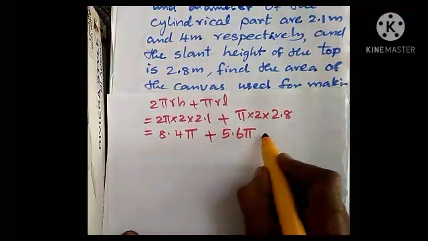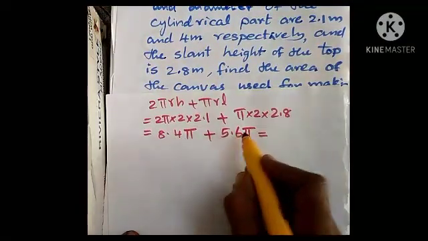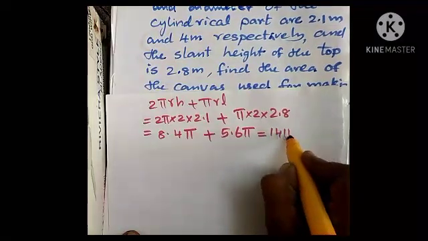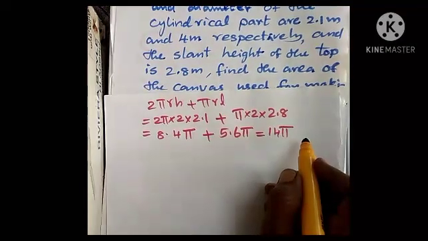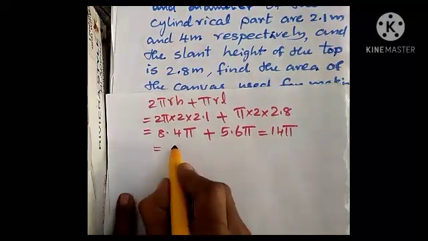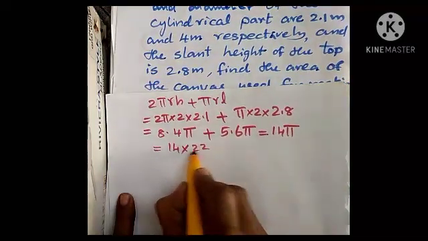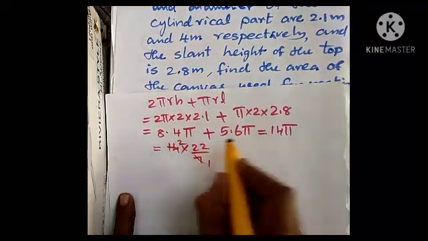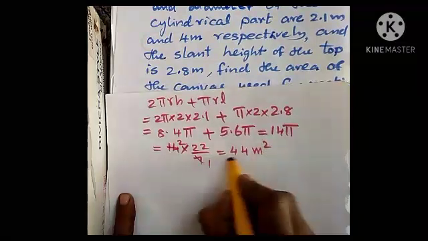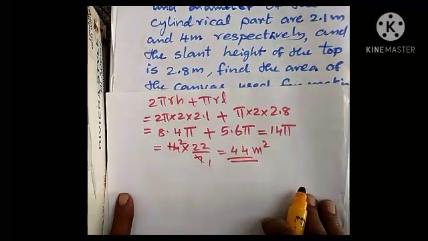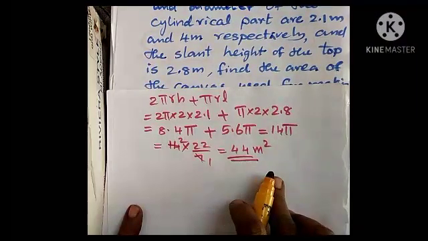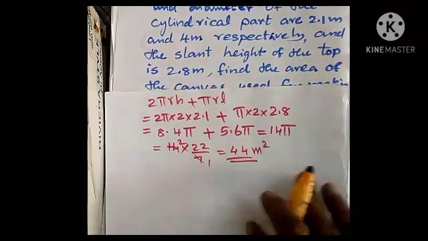Now what is the sum of these two? 0.4 and 0.6, so we can add very easily. So what is that? 14 pi. Okay. Now we can substitute the value. That is 14 into 22 by 7. We can cancel 7. Here it is 2. So 2 into 22 means 44. So our answer is what? 44 meter square. So one answer you got, 44 meter square canvas is required.